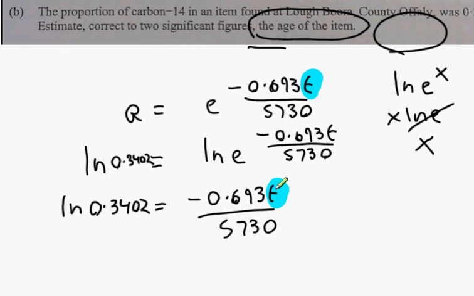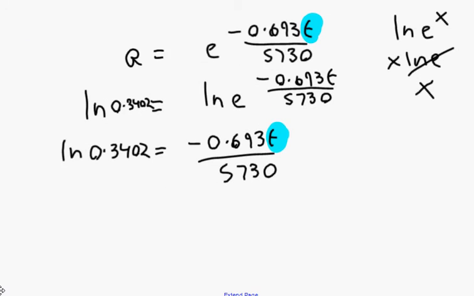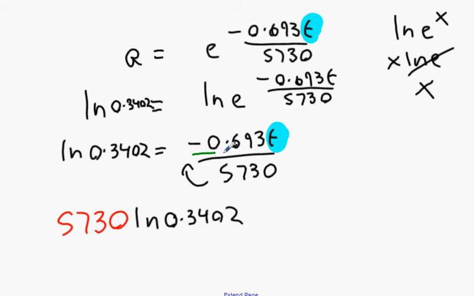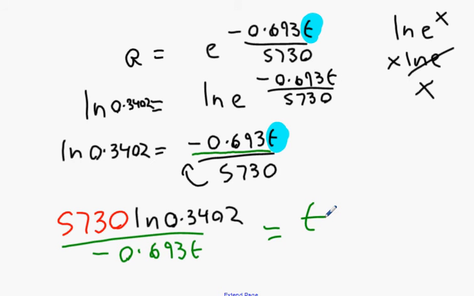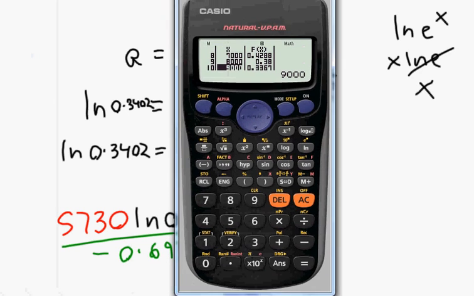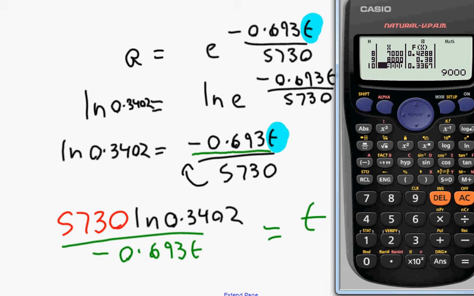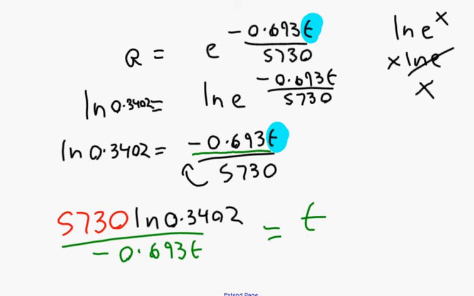How do I get this t on its own? I just want that t on its own. How do I do that? What needs to leave for a start? Would you agree it's been divided by 5730? So if I bring the 5730 over to the other side, what happens to it? It turns to multiply. Okay, it's been multiplied by minus 0.0693. When that moves over to your side, what does that become? Divide. Multiplication becomes division. And that will equal t. Now what? Just got to throw it all into the calculator, exactly as it looks. What do you get? Anybody? 8915.